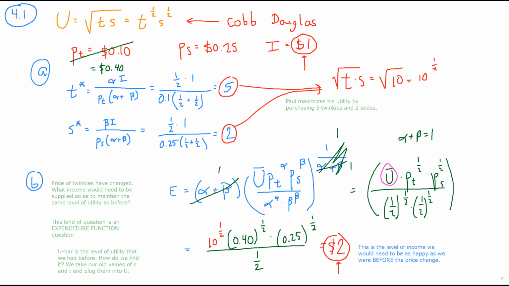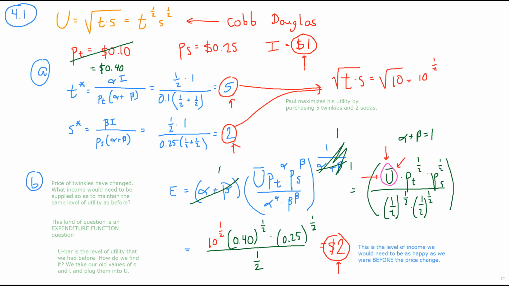I had a quick question. Sure. So U-bar, from that third step to the last step, you substituted it with the 10 to the 1/2? Correct. And that was the final answer from part A? Well, to be fair, the final answer for part A was what combination of goods would allow him to maximize his utility, right? So the answer to part A wouldn't be root 10, it would be 5 and 2, that he'd purchase 5 Twinkies and 2 sodas, right?